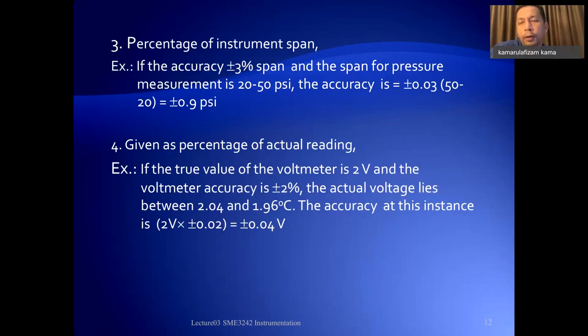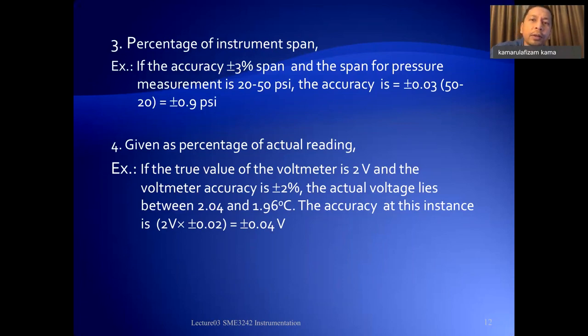So the third way of stating instrumentation accuracy is by stating the percentage of the instrument span. For example, if the accuracy is plus minus 3%, and the span of the pressure measurement is 20 to 50 psi, the accuracy is plus minus 0.03. So for the span, you have to take 50 minus 20, and then take plus minus 3% of that, which is plus minus 0.9 psi. Meaning that in whatever reading you get from 20 to 50, you have to consider this plus minus 0.9 error in your system.